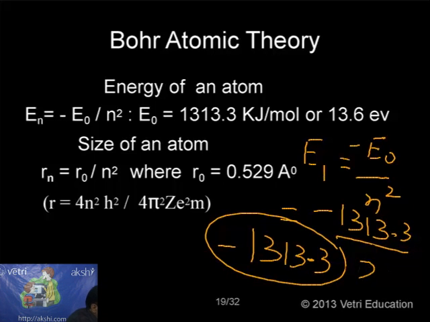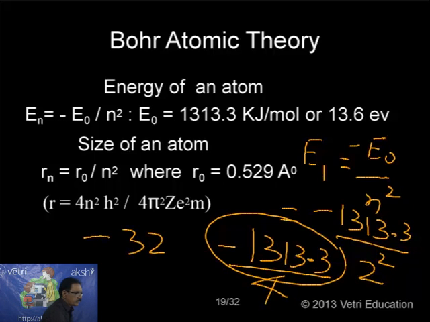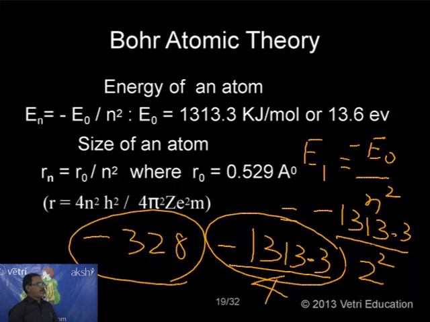Because n is 2, n square means 2 into 2, 4, so you divide by 4 here. When you divide by 4, it is approximately minus 328 kilocalories per mole for n equal to 2. But if n equal to 1, we already know it is minus 1313. Now you can have a very clear idea regarding the postulate given by him.